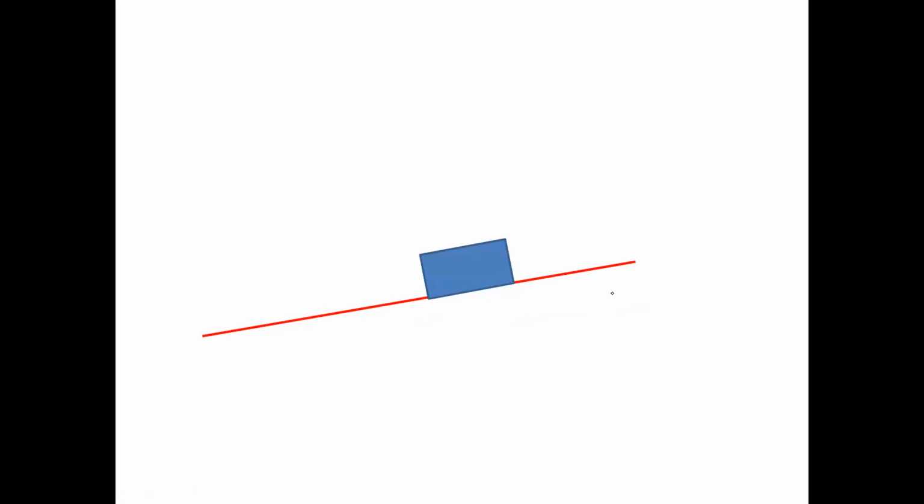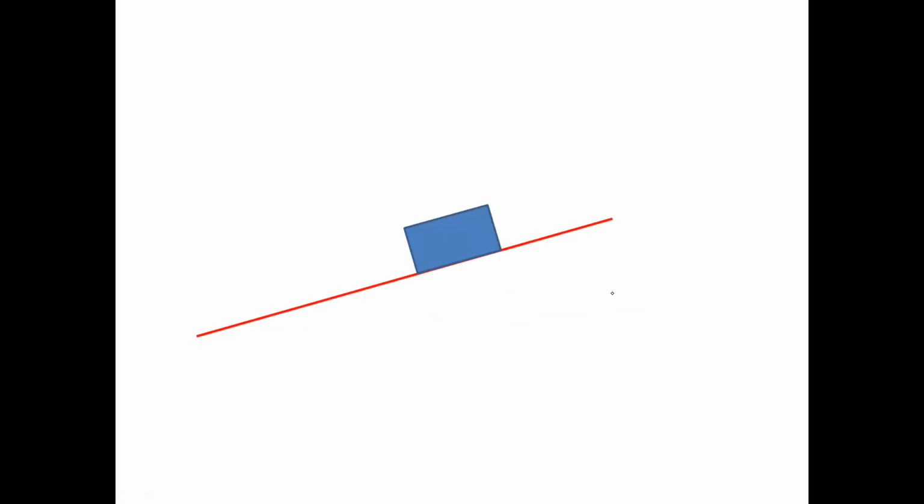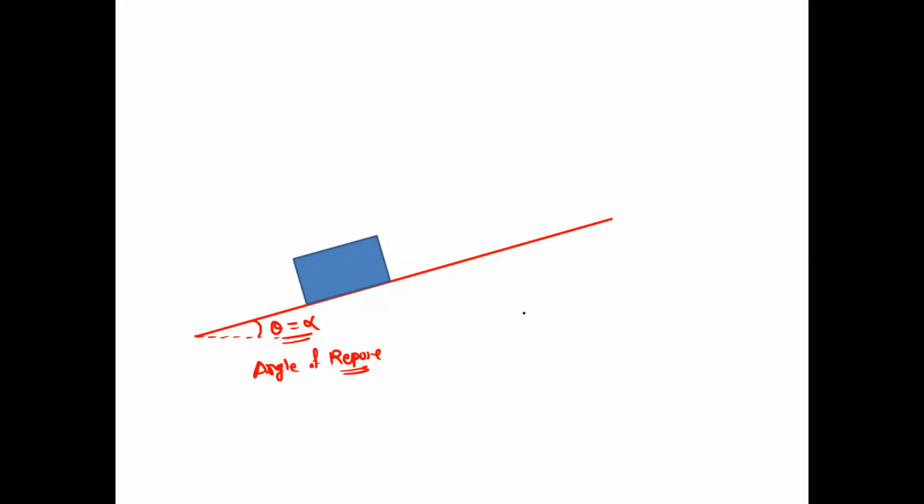Object is not sliding down. Again, if you increase the angle, still the object is not moving in the downward direction. So at some inclination, the object will start the motion in the downward direction. This angle of inclination of that surface with the horizontal is called the angle of repose. We will try to find out the relation between the angle of repose and the angle of friction, that is, the relation between alpha and phi.